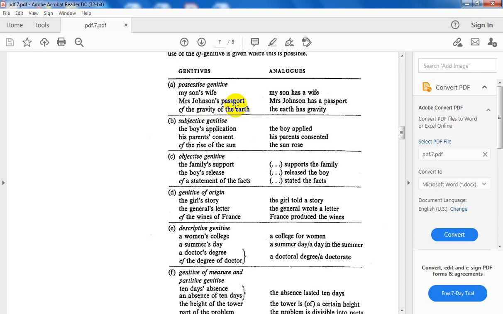But when I say the gravity of the earth, gravity and the earth, they are what? Non-personal, inanimate. If you look, I do not use the S genitive here. I use the of genitive. Not S, it is of genitive.